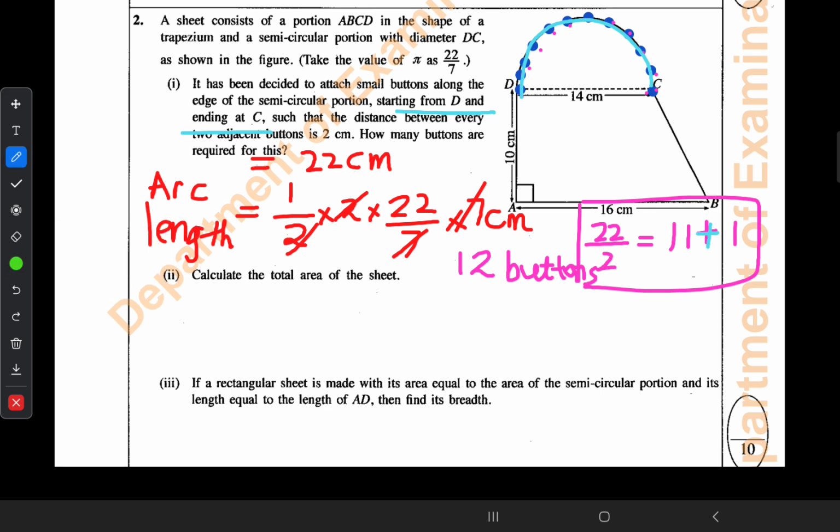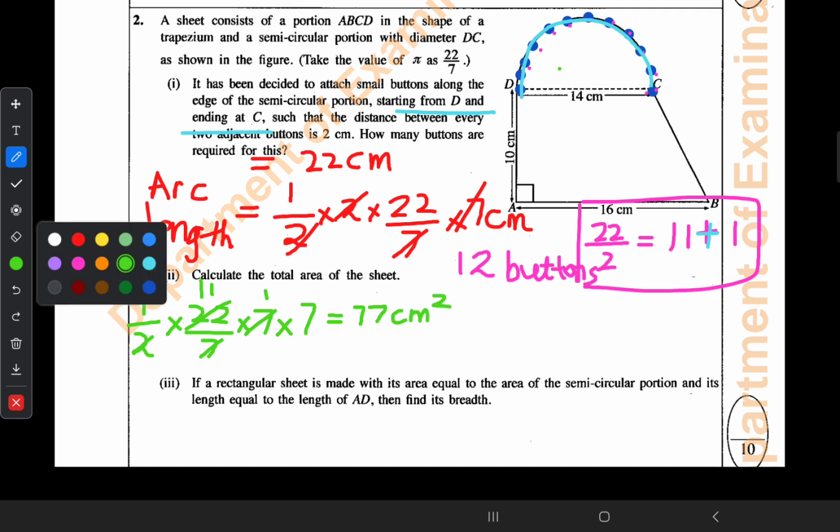Calculate the total area of this sheet. To find the total area, there is a semicircular area and a trapezium as well. First I'll find the semicircular area. For that, half pi r square. Half into 22 upon 7 into r square, that means 7 into 7. Radius is 7. So when we simplify this, 11 into 7, it would be 77 square centimeters, the area of this semicircular portion.